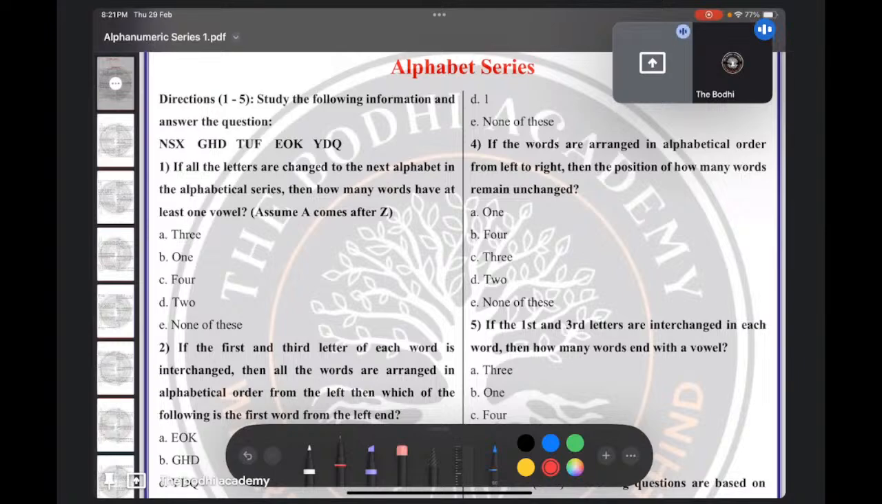If all the letters are changed to the next alphabet in the alphabetical series, then how many words have at least one vowel? So first, we have to change every alphabet into the next alphabet in the English alphabet. Means A will become B, B will become C, C will become D, like that. So NSX will become O, T, Y. Now, H, I, E.